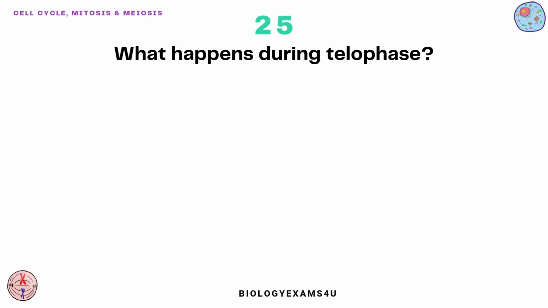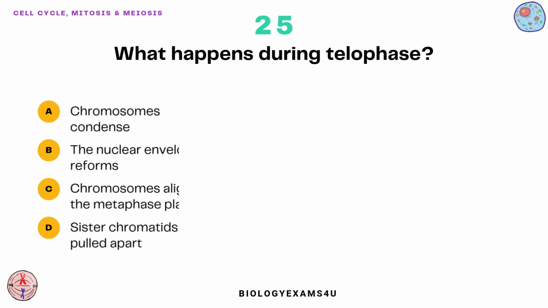Question number 25. What happens during telophase? Options are A, chromosomes condense, B, nuclear envelope reforms, C, chromosomes align at the metaphase plate, D, sister chromatids are pulled apart.